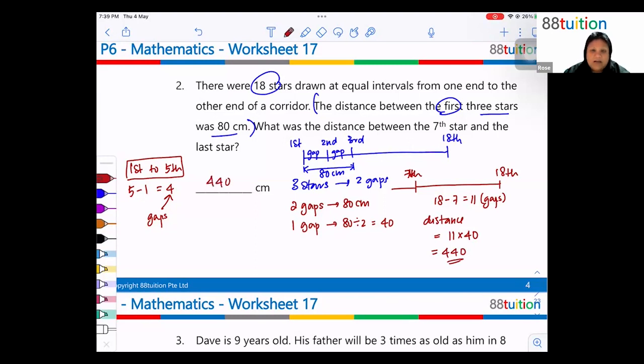Now, in the exams, if you find it very tough to calculate how many gaps there are, take a smaller number first, because it's easy to count. First to the fifth star means first, second, third, fourth, fifth, 5 stars. But if I take 5 minus 1, I'll get 4. What does the 4 represent? The 4 represents the 4 gaps. Just see from your fingers, you know that there are 4 gaps, 5 fingers. So same thing: 5 stars, 4 gaps. All right, so that's how you get your answer.